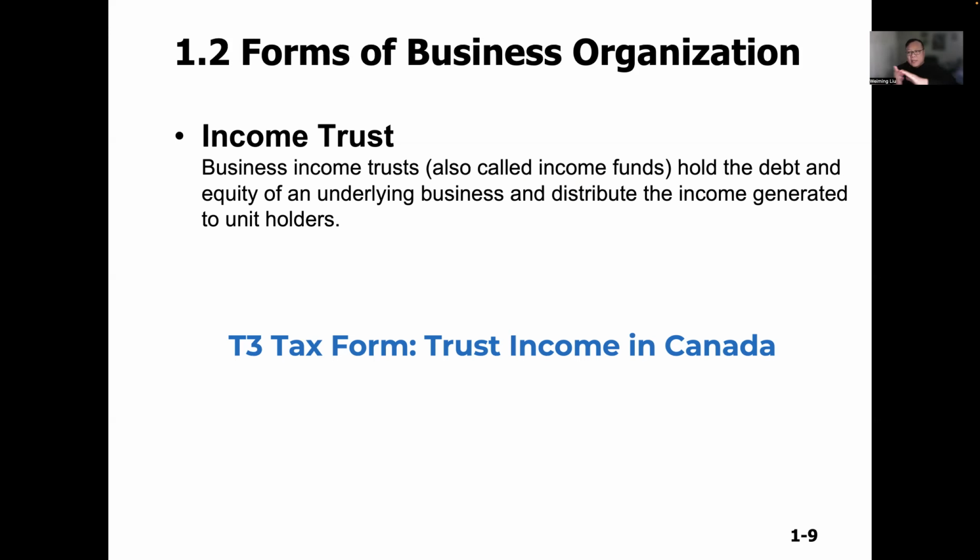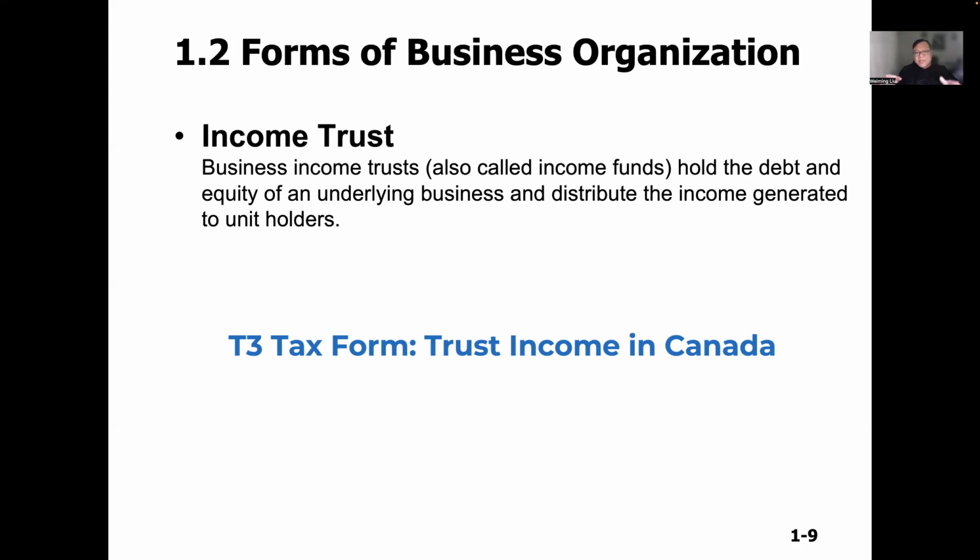But for a trust, the ownership is there, but the benefit you don't have. If I owned that property and I gave it up to the trust, the ownership is with the trust, but the benefit is with the beneficiary, okay? So in this case, the income trust would be holding the debt and equities of an underlying business, but the income they generate will go to the unit holders, right?